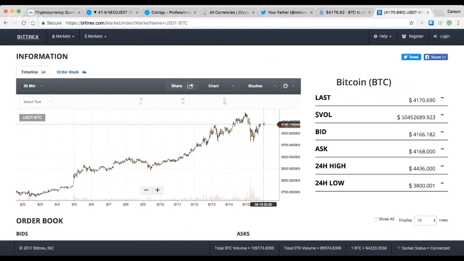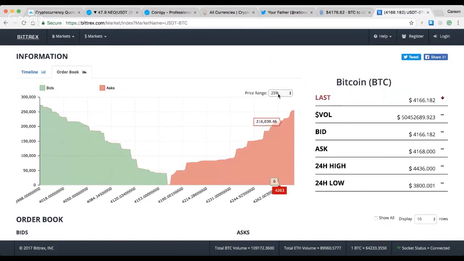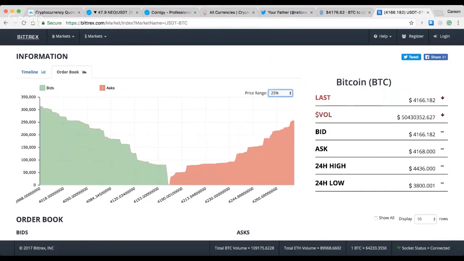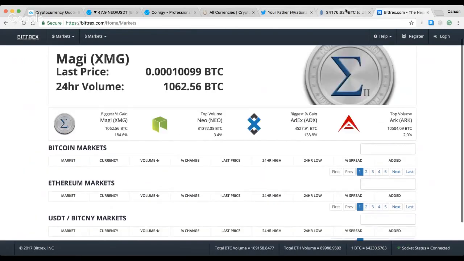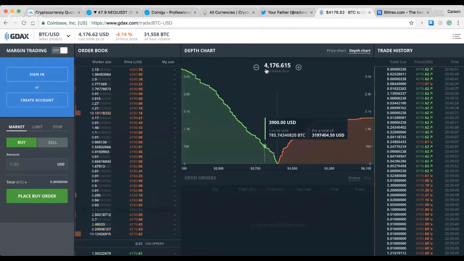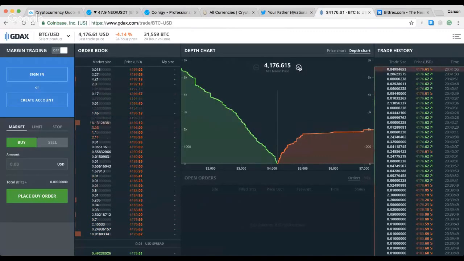Let's see. Could be a head and shoulders pattern forming. Yeah, overbought. This is just Bittrex, but I hate the depth chart on GDAX. I really do.